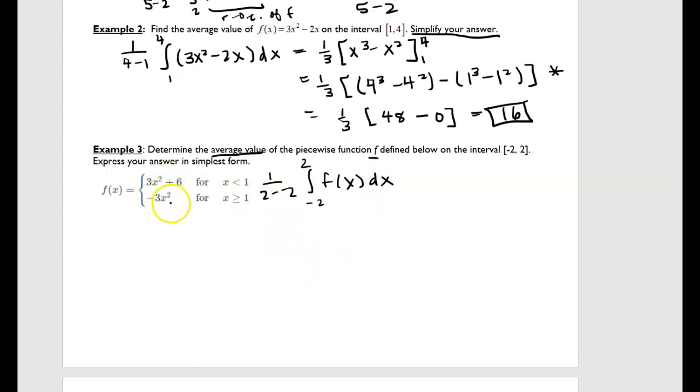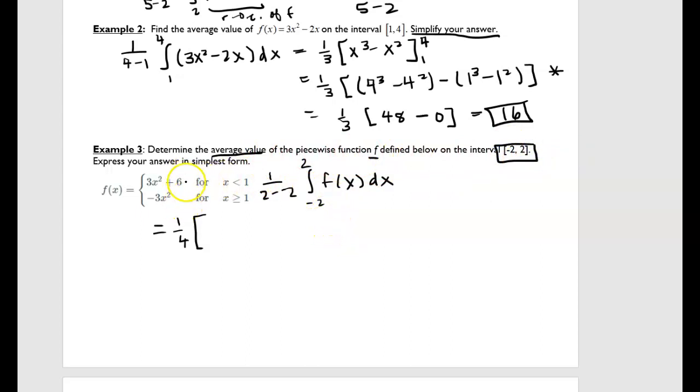What's different is that I have two different definitions for f. The first one is 3x squared plus 6 when my x is less than 1, and then -3x squared for x greater than 1. And this graph does not have to be continuous in order for me to integrate it. Let's simplify a little bit. I've got 1/4 there. That 1/4 is going to stay out in front. Notice I'm taking the average value of the whole function, so I'm going to divide by this whole width. It's not the width of the separate intervals.